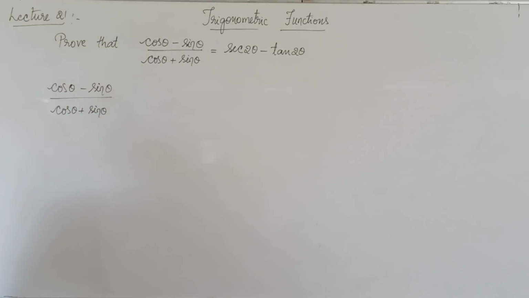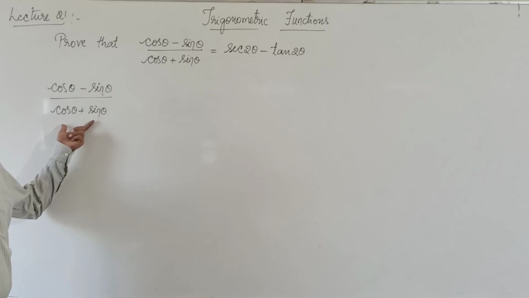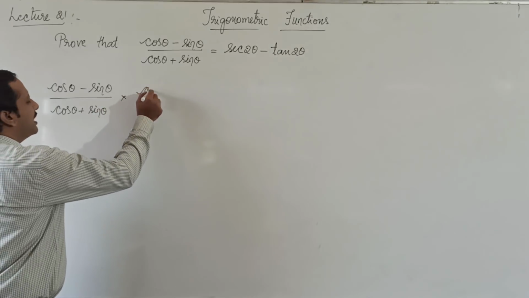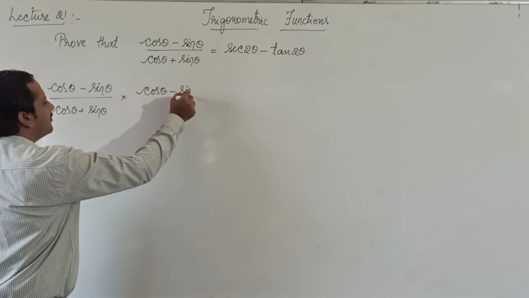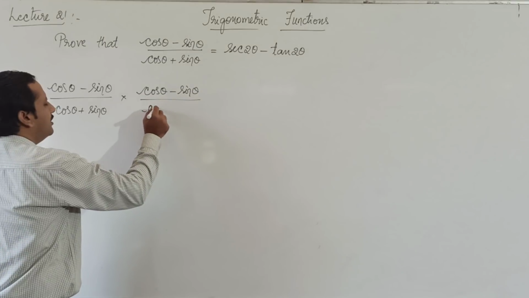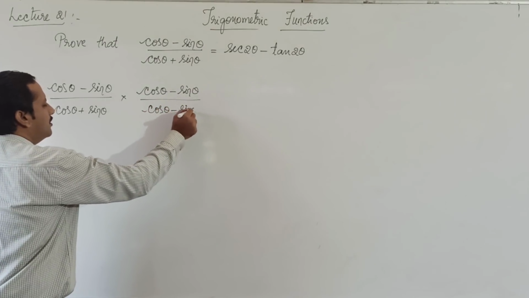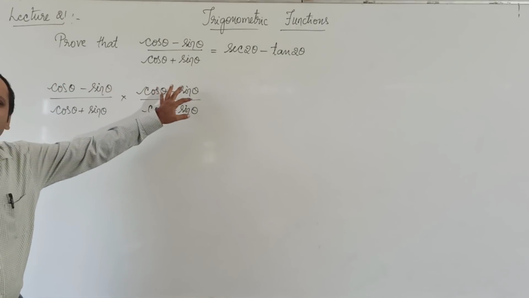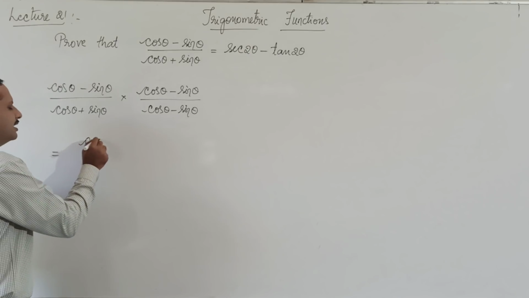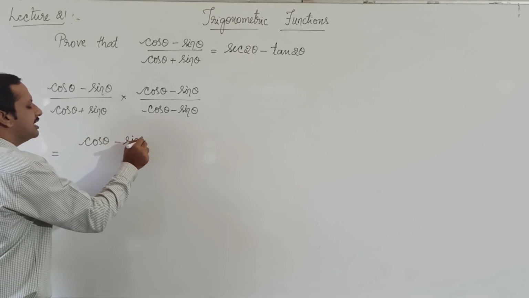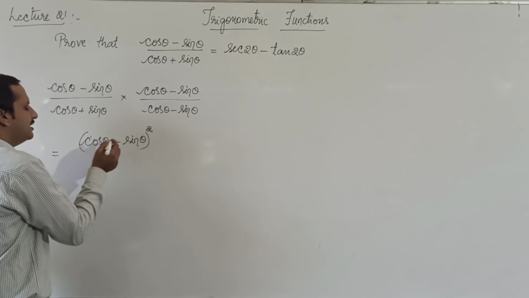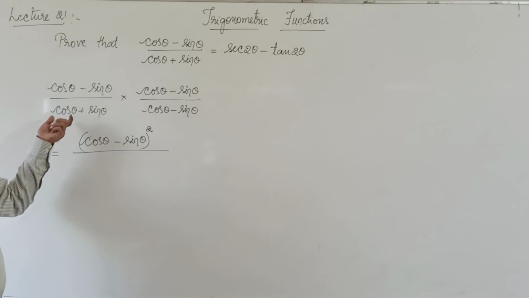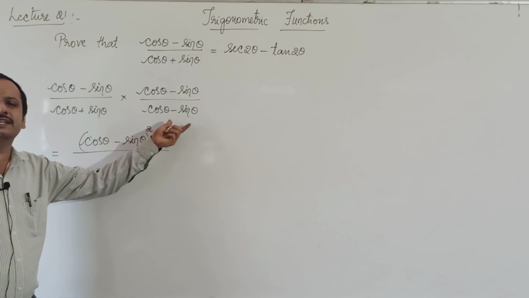Now here I will multiply and divide by cos theta minus sin theta. Now in the numerator, we have cos theta minus sin theta into cos theta minus sin theta. Together it will become cos theta minus sin theta whole square. In the denominator, cos theta plus sin theta into cos theta minus sin theta.